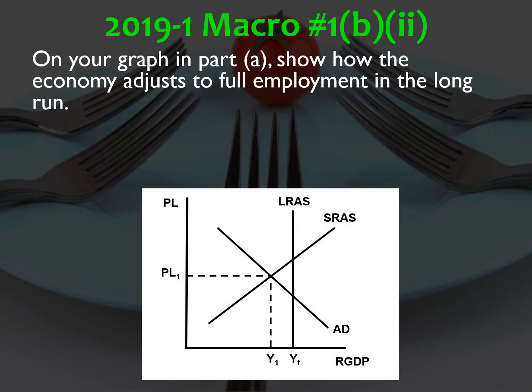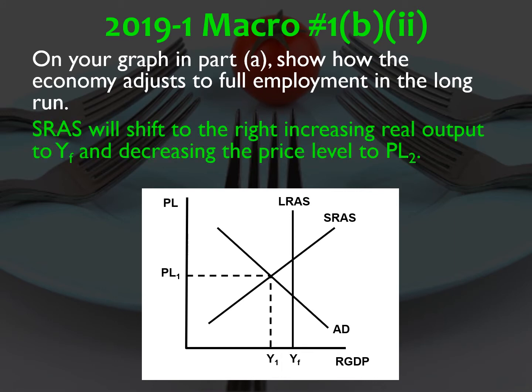B2, on your graph in part A, show how the economy adjusts to full employment in the long run. So SRAS is going to shift to the right, and let's put the price level down to PL2, and the output level is at YF.